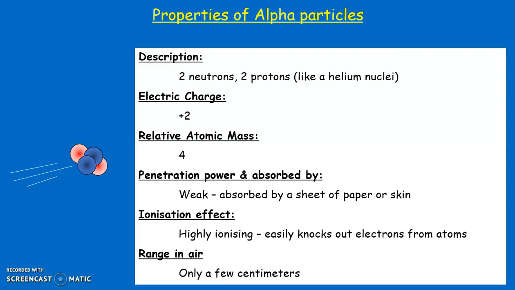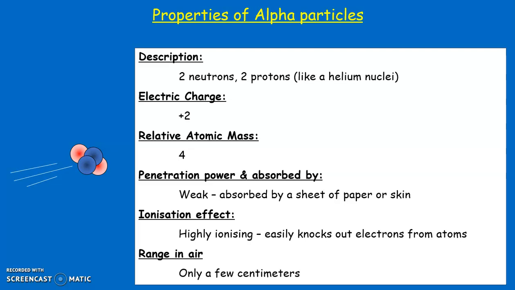Penetration power means how strongly it can go through things. So we say that alpha is weak penetration. It can't really go through stuff. In fact, it's absorbed by a sheet of A4 paper, or even your skin. So its penetrating power is weak and it's absorbed by sheets of paper or skin.